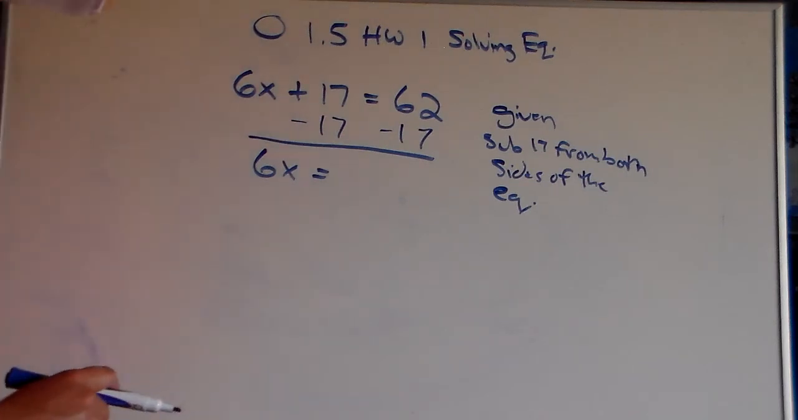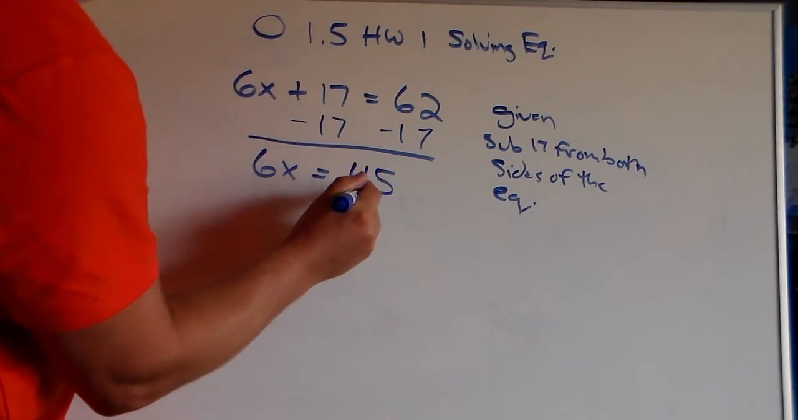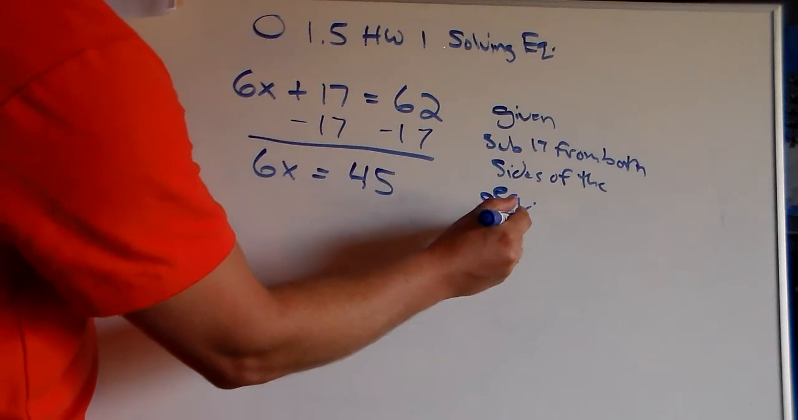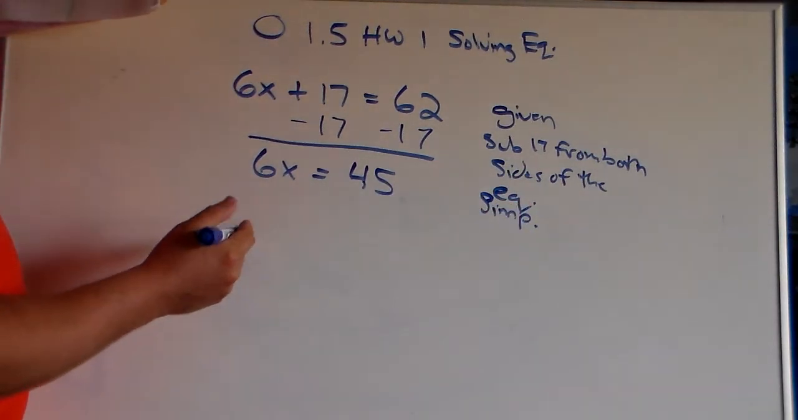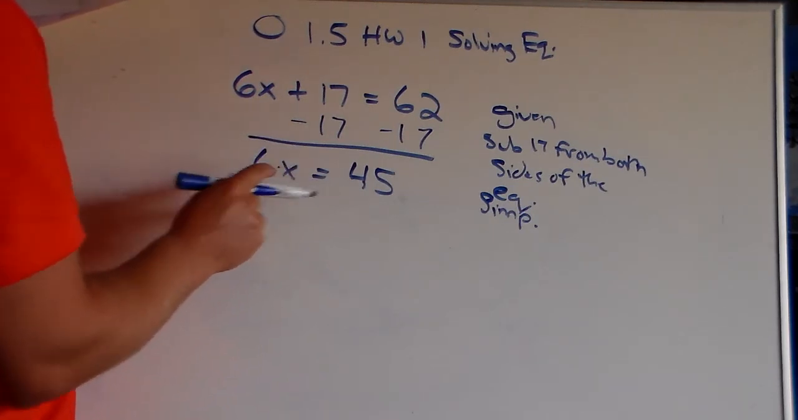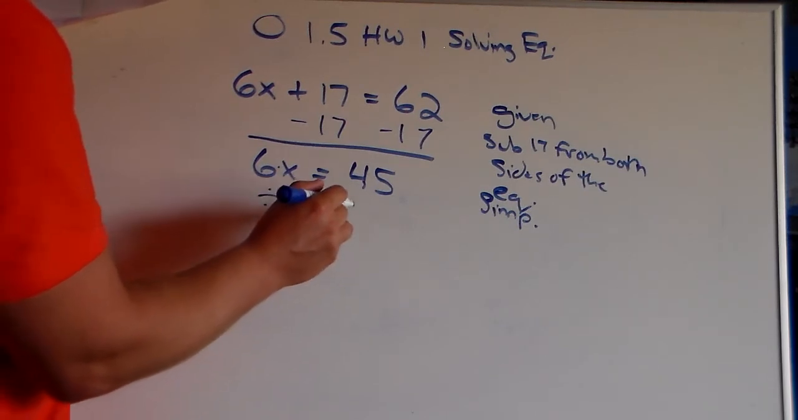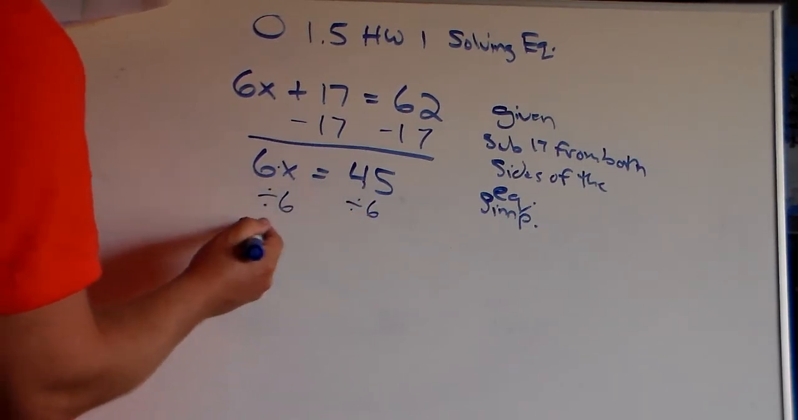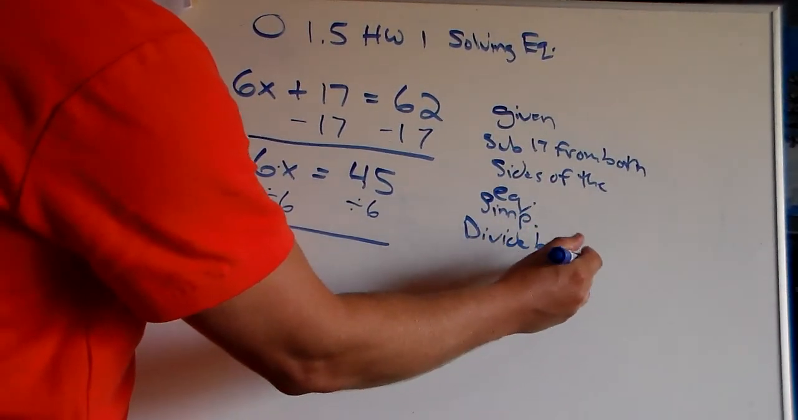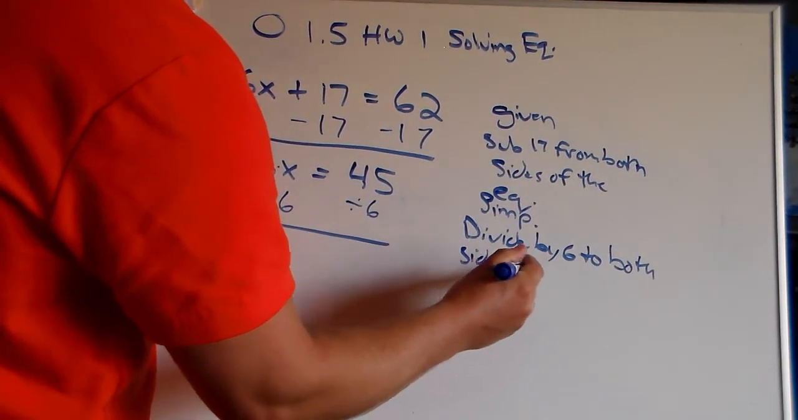And then we have 62 minus 17, which is 45. We just simplified things down. We rewrote it. So I write sim. The next step, well, remember, there's an imaginary multiplication sign in between the 6 and the x. So the inverse operation of times 6 is divide by 6. So we're going to divide by 6 to both sides of the equation.